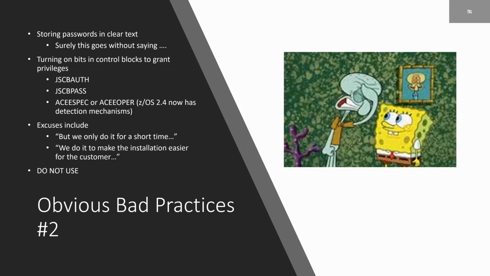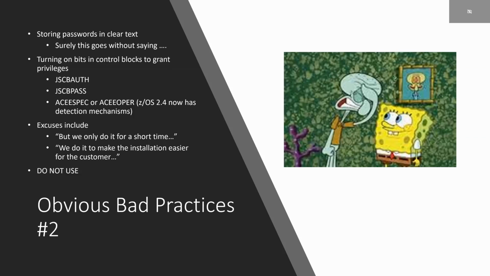Other bad practices, storing passwords in clear text inside storage, that goes without saying. Other bad practices I've seen throughout the years: turning on bits in control blocks to dynamically change the authority of your running work, so flipping JSCB auth or JSCB pass, or thinking that you're smart enough to start flipping bits inside your ACEE control block, which describes your user identity, to turn you into RACF special or operations. That used to be quite common as well.